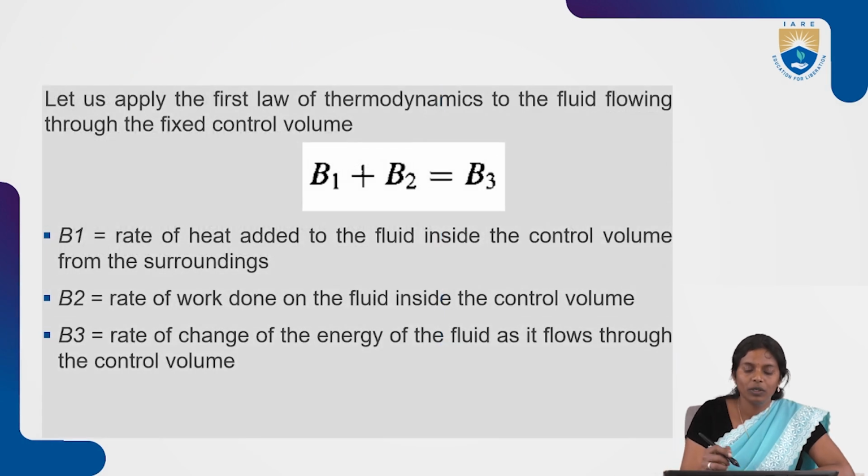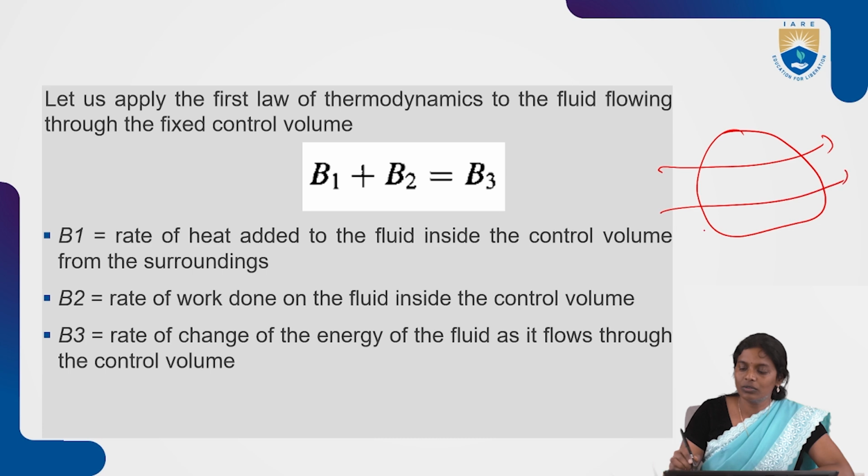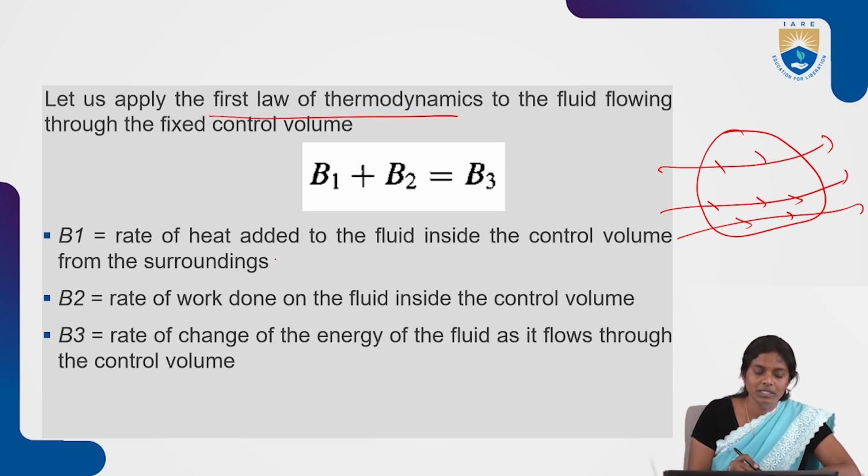Okay, so what we are going to do is apply the first law of thermodynamics to the fluid flowing through a fixed control volume. We will consider a fixed control volume, and when the fluid is moving through it, we apply the first law of thermodynamics. So what is the first law? The rate of heat added to the fluid inside the control volume from the surroundings, plus the rate of work done on the fluid inside the control volume, equals the rate of change of energy of the fluid as it flows through the control volume.